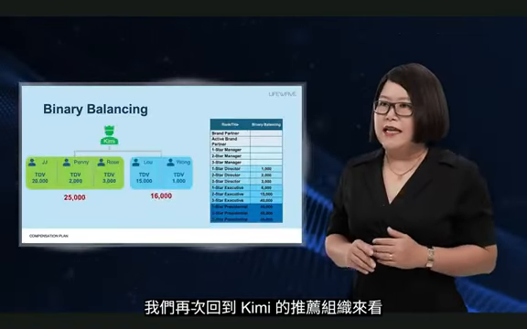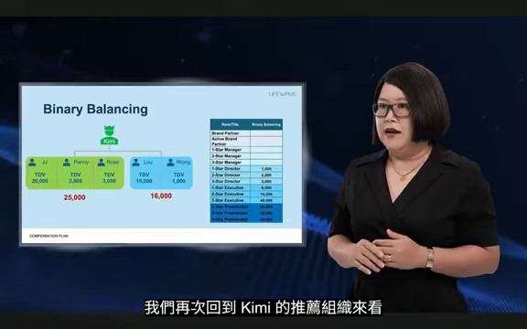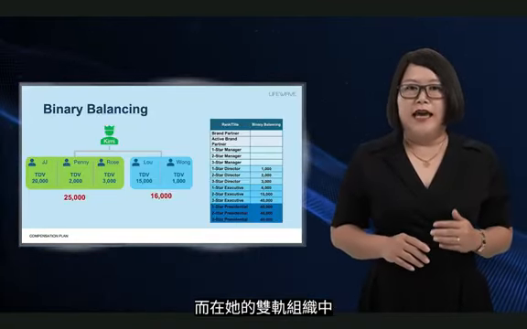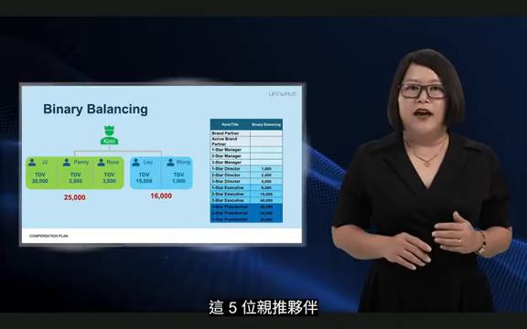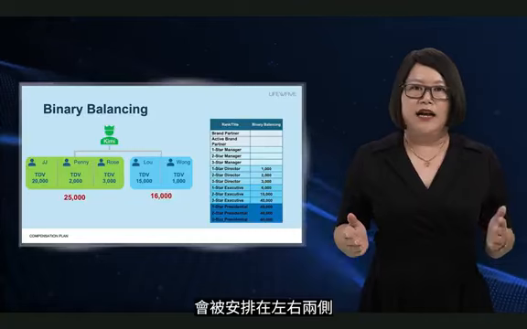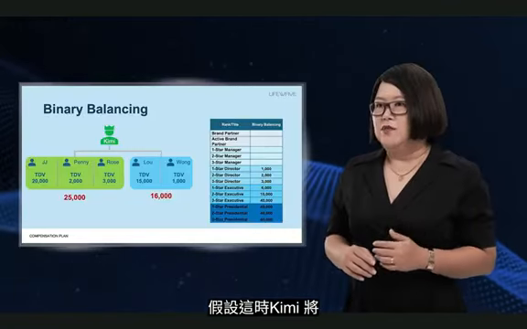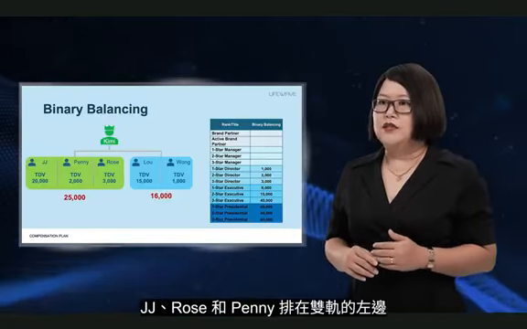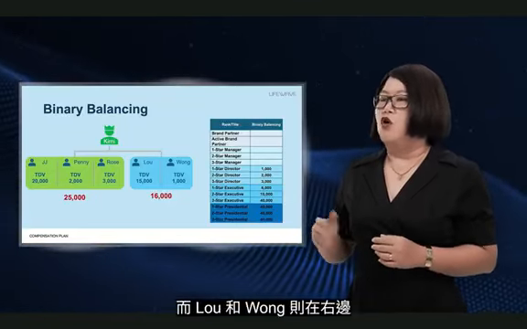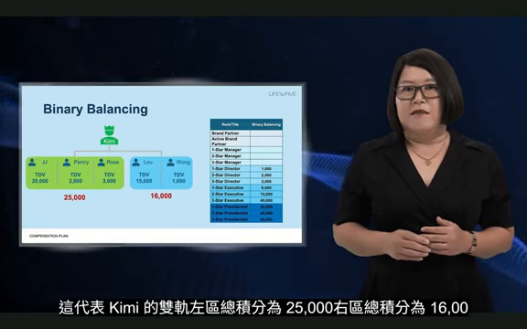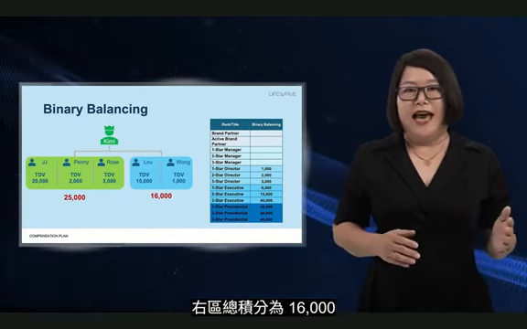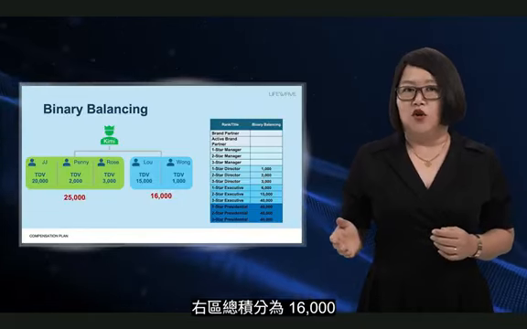So, let's look at Kimi's enrollment organization again. Kimi has 5 enrolled brand partners in her enrollment tree. In the binary tree, Kimi's 5 personally enrolled brand partners will either be on the right or left side of the binary tree. Let's assume that Kimi has JJ, Rose, and Penny on the left side of her binary tree, with Lou and Wong on the right. This means that Kimi has 25,000 total downline volume on the left and 16,000 total downline volume on her right.